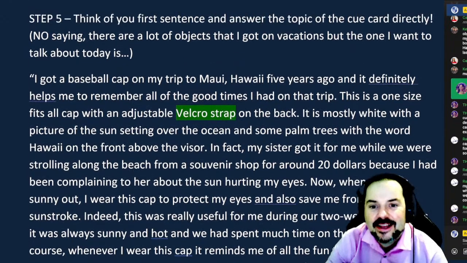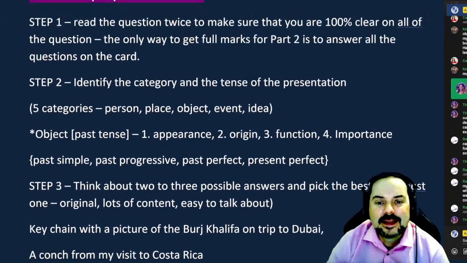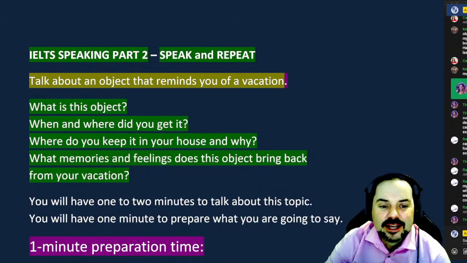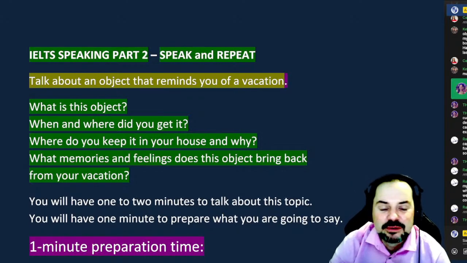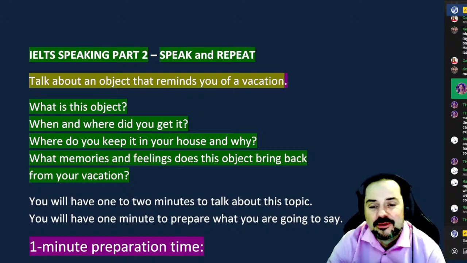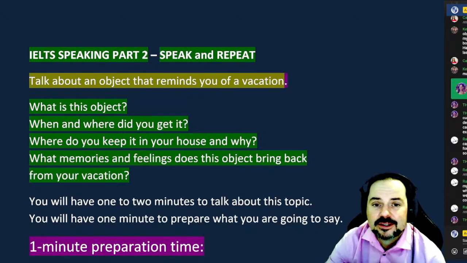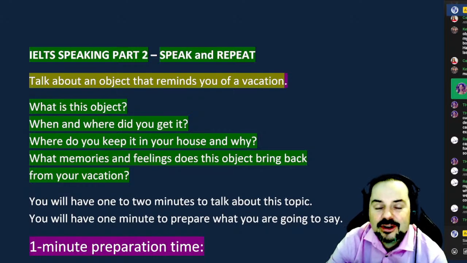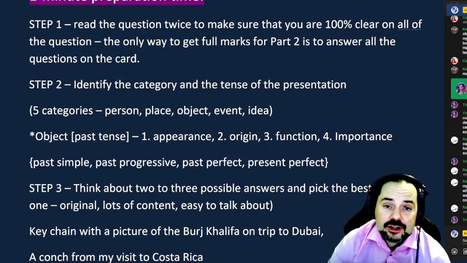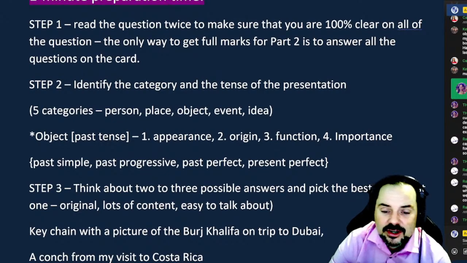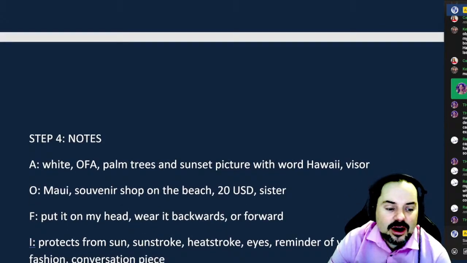Okay, Amrit, let's do this. So, I'll go back to the question, talking about an object that reminds you of a vacation. And we practiced talking about a baseball cap from Hawaii. You can choose the same if you want, or you can go with something completely different, like Amu just did with a marble statue from Chennai. It's up to you. If you have something real, like if you went on a trip in the last couple of months or in the last year and you have an object that you know would work great for this, you can always try that, okay?